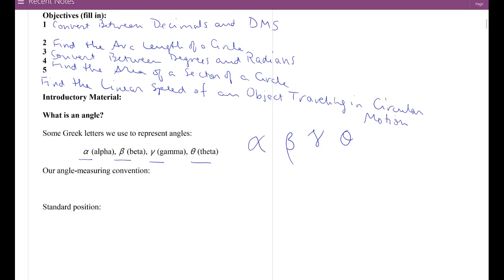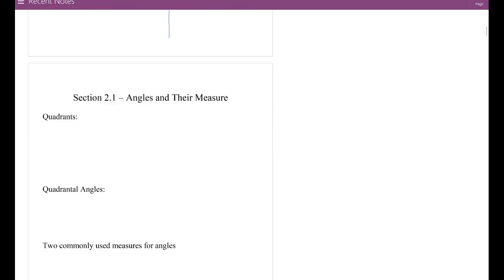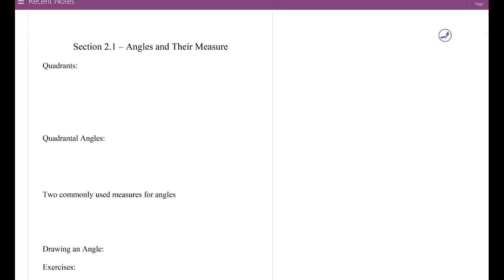Our angle measuring convention is going to be that if we start with an angle in what's called standard position, so that means if we put one side of the angle on the positive x-axis horizontally, then wherever the other side of the angle is, we measure counterclockwise and say, how big is that angle? And we'll practice measuring angles tomorrow to get a sense of what is a 30-degree angle? How big is that?